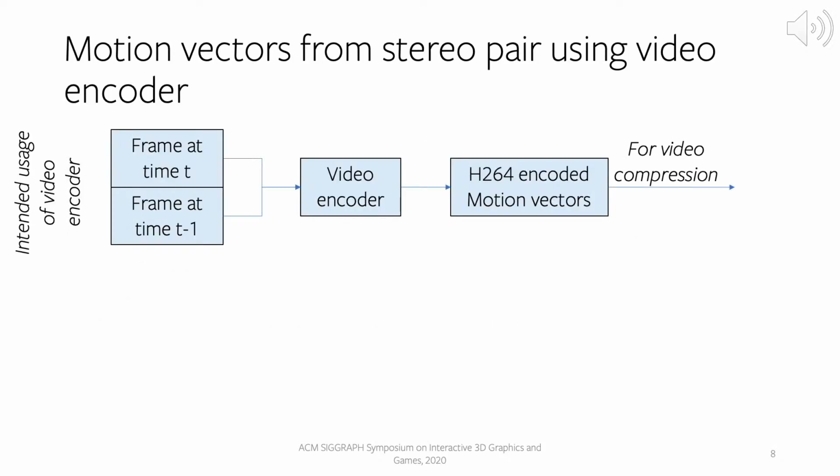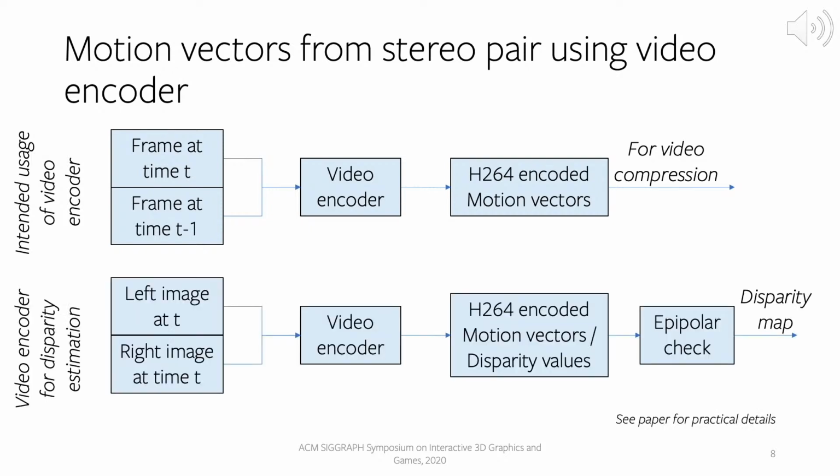The standard usage of a video encoder is to compute motion vectors from successive frames. These motion vectors are used for video compression. Instead of the standard pipeline, we feed the left and right images at the same timestamp to the video encoder and obtain motion vectors between them, which we transform to disparity values after an additional epipolar check.